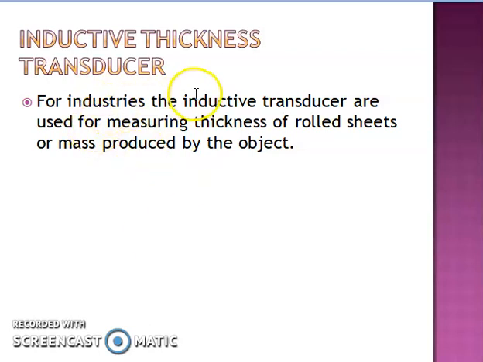Now, in industries, inductive transducers are used for measuring the thickness of rolled sheets or mass produced objects. There are various kinds of materials. The thickness of the test piece or test material plays a huge role. We have to ensure that it has the right length, breadth and height. In that case, any sort of inductive transducer comes into play.